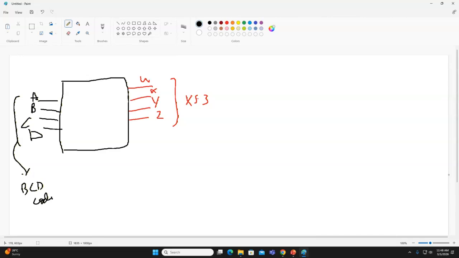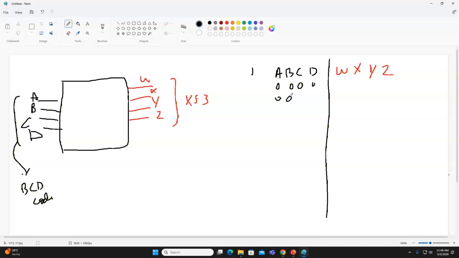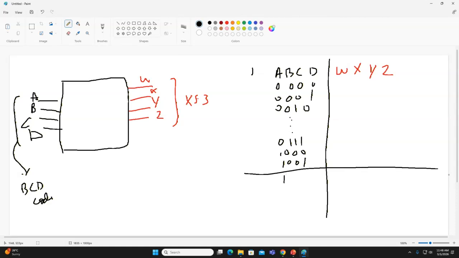Now, if you look here, the BCD code. We draw for A, B, C, D, and my output is W, X, Y, and Z. How many combinations are there for A, B, C, and D? 16 combinations. 0000, then 0001, then 0010, and so on. Then 0111, then 1000, and then 1001. Then 1010, 1011, and so on, until 1111.